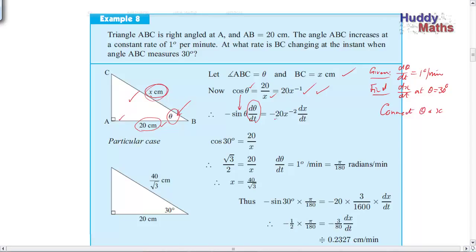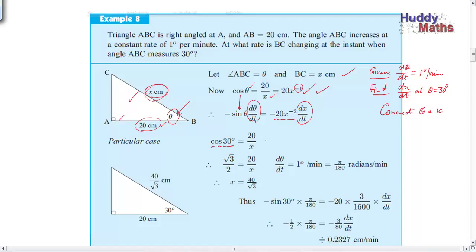And then negative 20x to the negative 2, the x to the n rule here with respect to x, and then the derivative of x with respect to time. Okay, so we've got our relationship. Now we want to differentiate it. We've done that. Now we want to evaluate at the particular point. It's at theta equals 30.